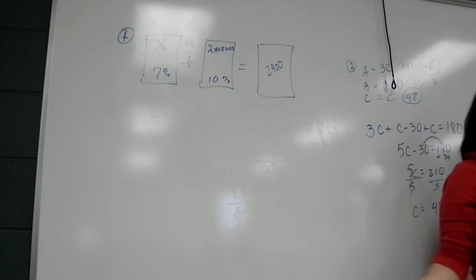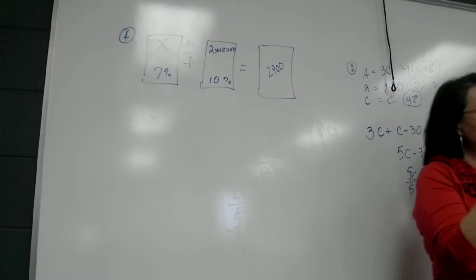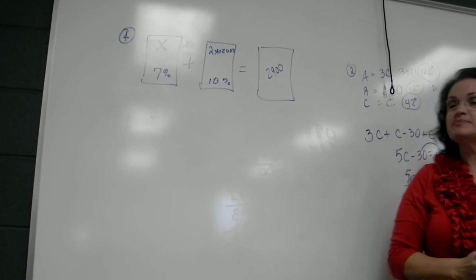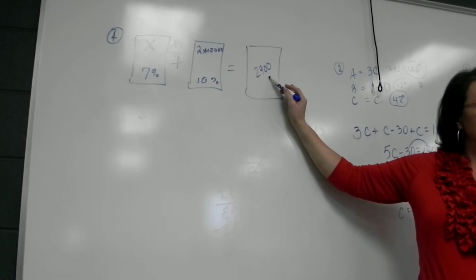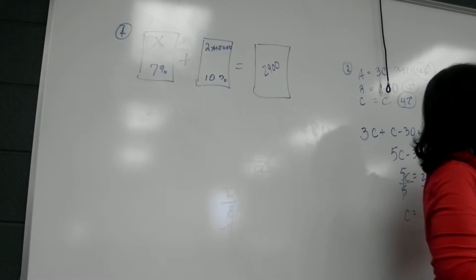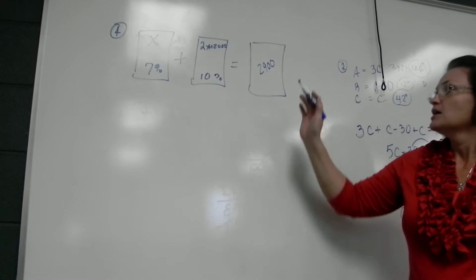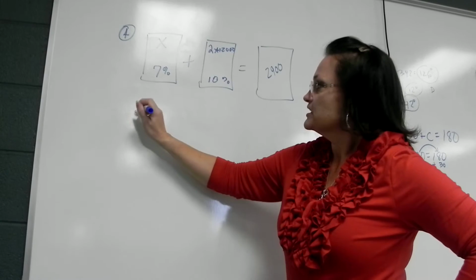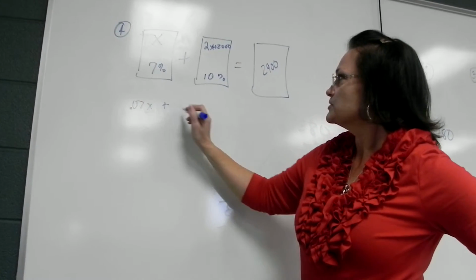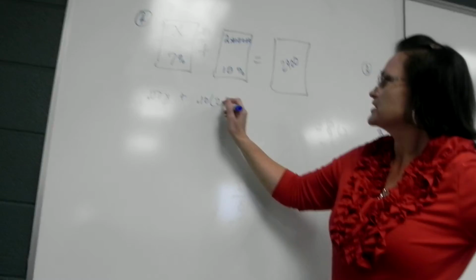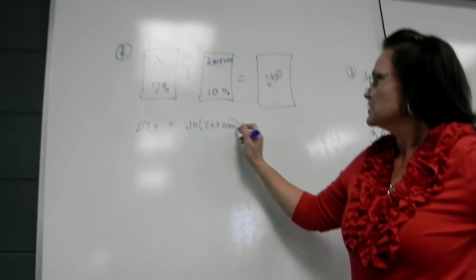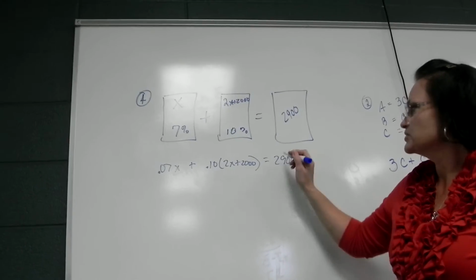Notice that it doesn't have a hanging percent. It already is in interest form. It's been multiplied together, and so that does not need 2 parts like the hanging percent we had earlier. So we have 7% of X plus 10% of the 2X plus 2,000 to get $2,900 in interest.